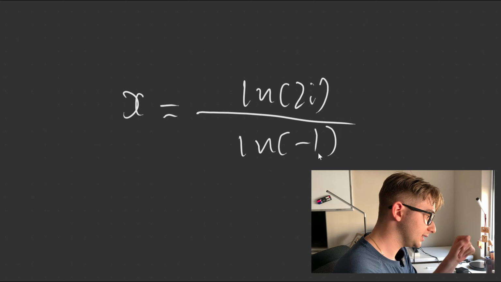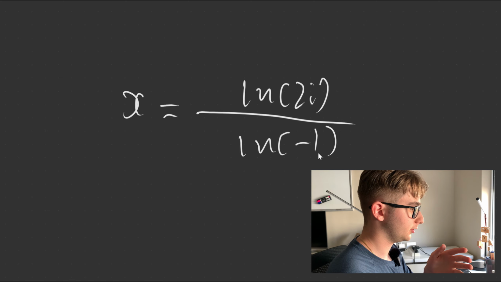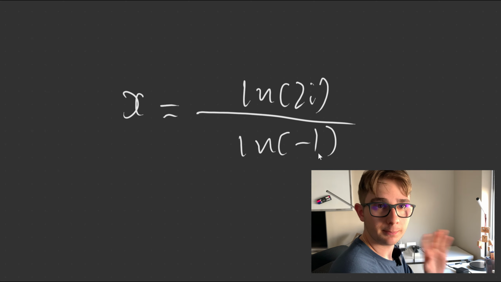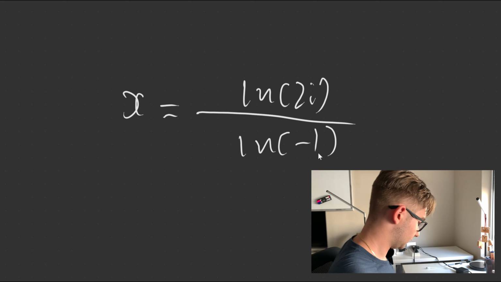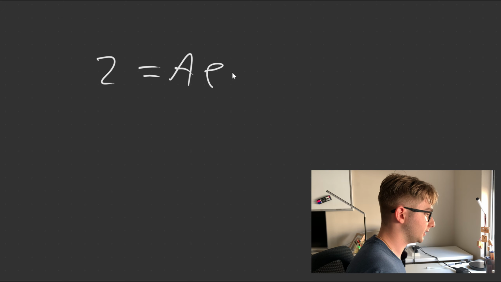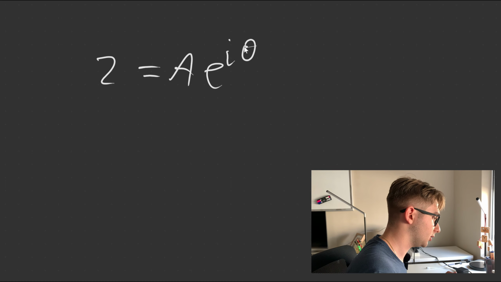What can we do here with this 2i and negative 1? Well, what I'm thinking is that we convert both into polar form so that the e's and the ln's can cancel out. But now, let me just quickly recap you guys on what this polar form is going to look like. So if we have a complex number z, then in polar form, it's going to look like this. It's going to have a magnitude of a, and it's going to be e to the power of i theta, where theta is going to be its argument in the complex plane.